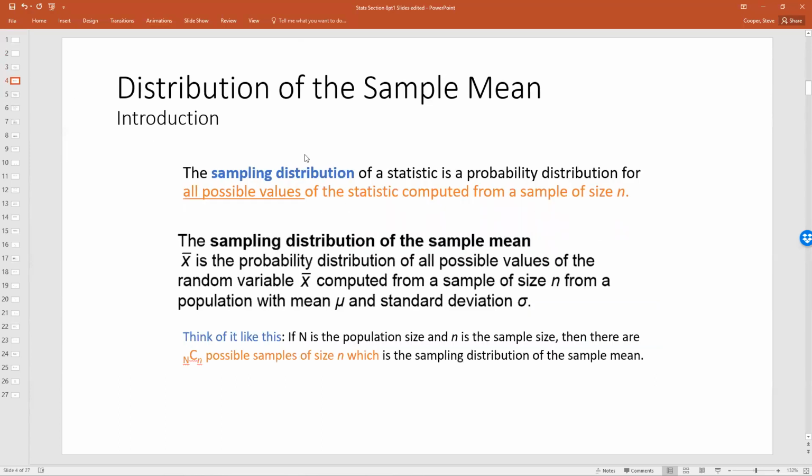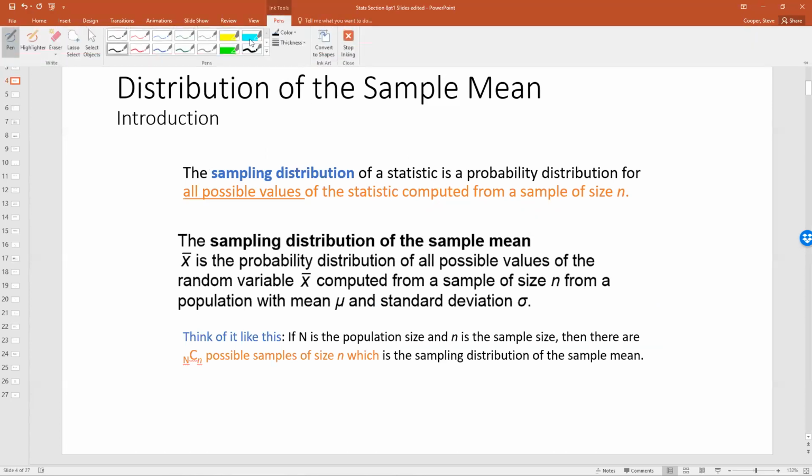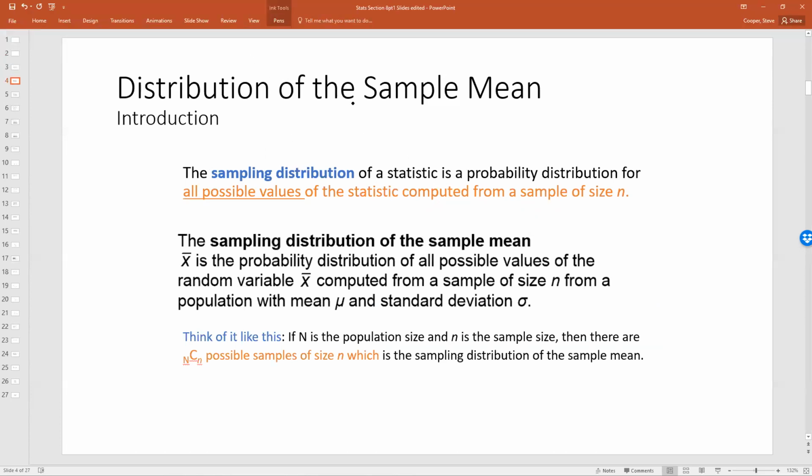Now, what do we mean by the sampling distribution of sample means? Okay, so think of it like this. The first thing we have to do is come up with a number for our sample size. So sample size n, we could say n equals, say, 30.